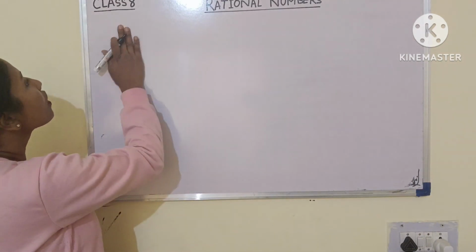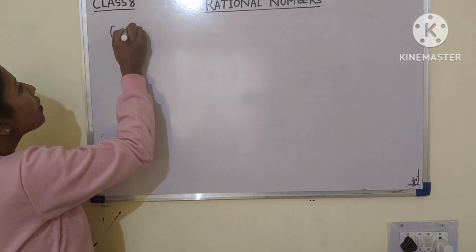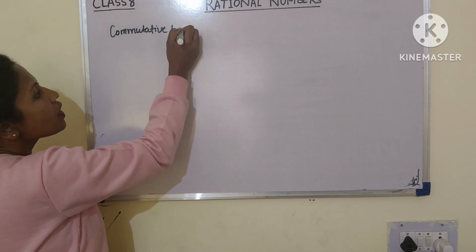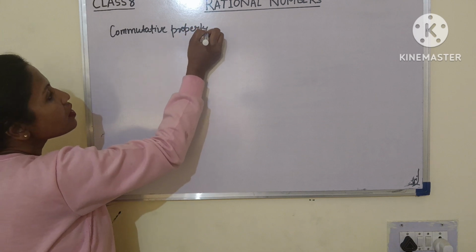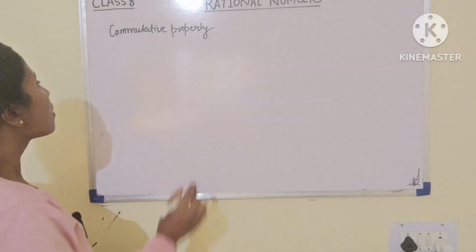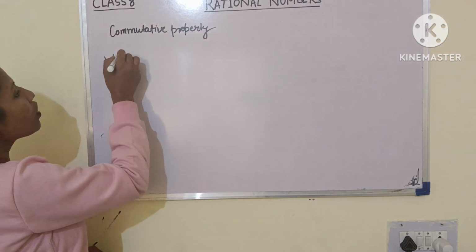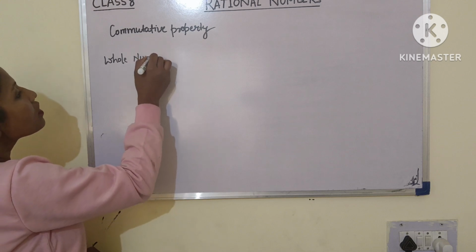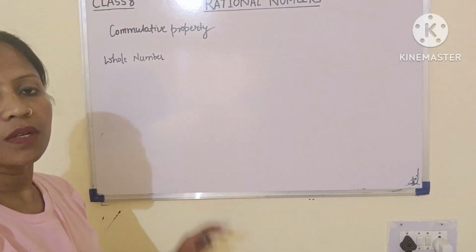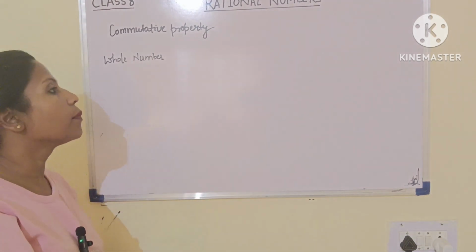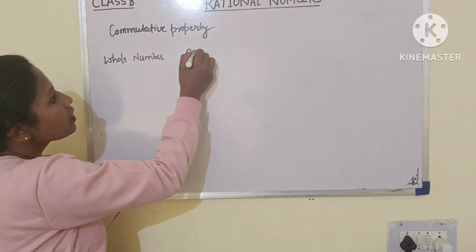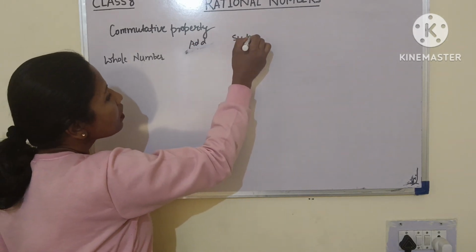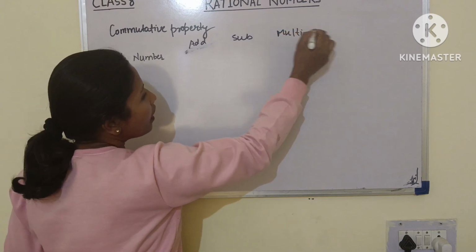Now let's talk about commutative property. This is about order. Whether you can change the order or not. Okay. So let's talk about the whole number first. I'm not talking about the natural number because only the zero is excluded there in the natural number. So I'm just considering whole numbers here. So let's talk about addition. Let's write here addition, subtraction, multiplication and division.